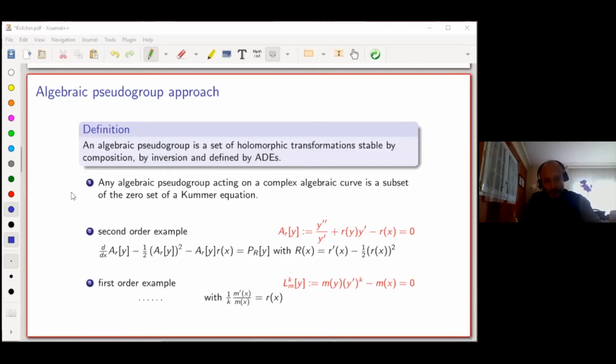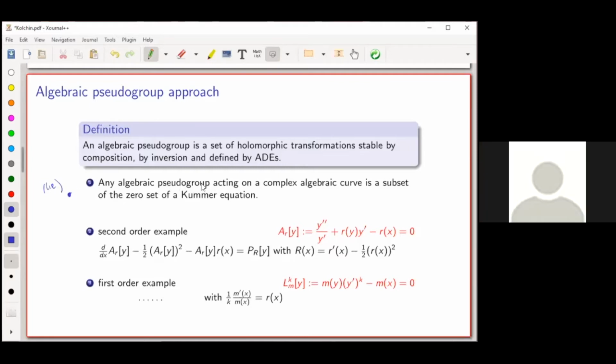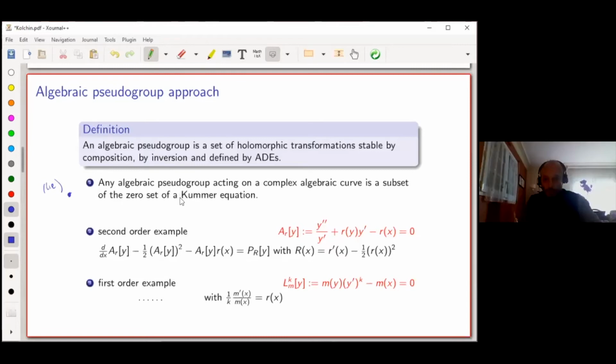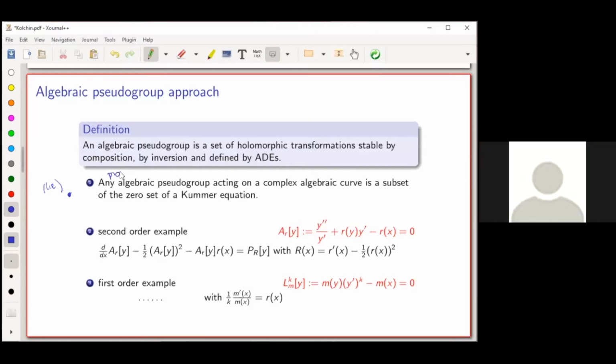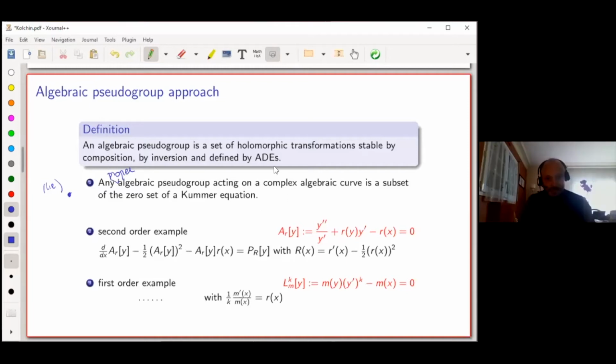The first one, which comes back to Lie, I think, is that any algebraic pseudogroup is in fact included in the solution set of a Kummer equation. So Kummer equations have this property of defining an algebraic pseudogroup, and they are maximal. So maybe I should say any proper one, as you can always take 0 as your differential equation and you get everything. So any proper algebraic pseudogroup is included in the 0 set of a Kummer equation.